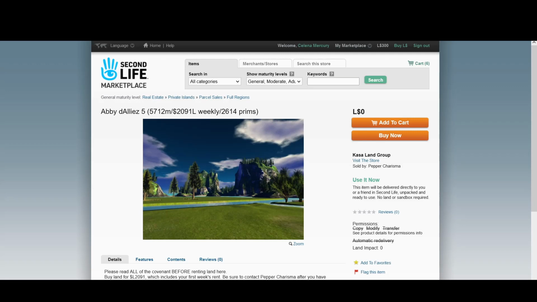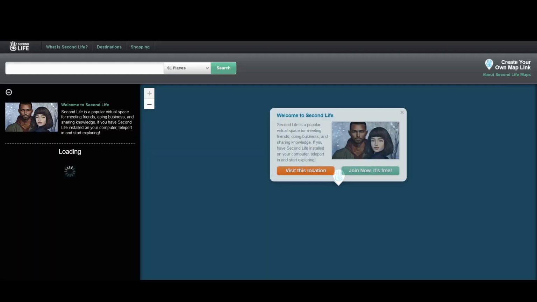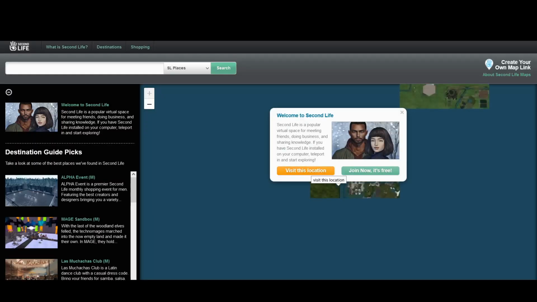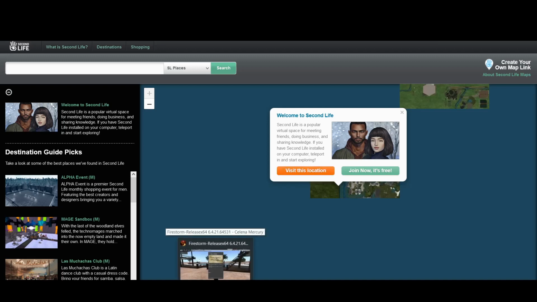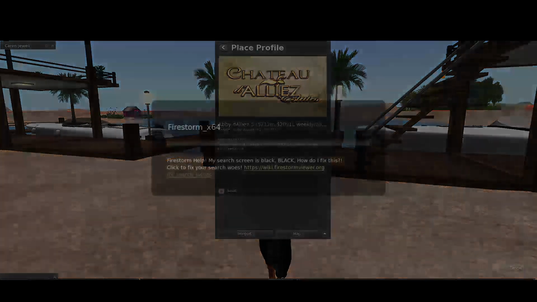Actually, let's go there now. Let's see if we can click in there. Looks like we can. Not every rental will have this available on the marketplace. Sometimes you have to get the card, buy the card for Zero Linden so that you can get your landmark. We're going to teleport over.